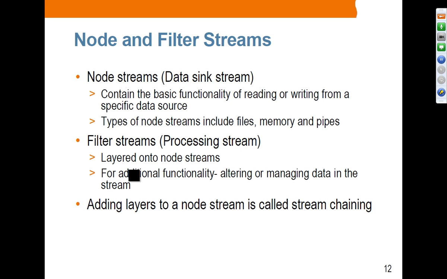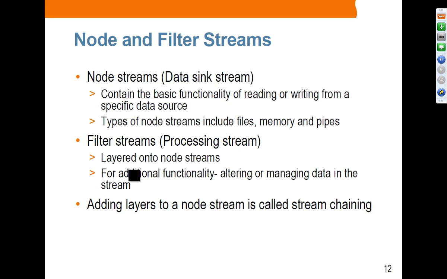Now, filter streams, sometimes called processing streams, because they actually do some manipulation. They alter or manage or do something with the data. And they are layered onto the node streams, meaning they are on top of them. The filter streams are always on top of node streams. So we use terms like onto, on top of, or wrap node streams. You'll see examples of filter streams later on. So a filter stream cannot actually exist by itself.